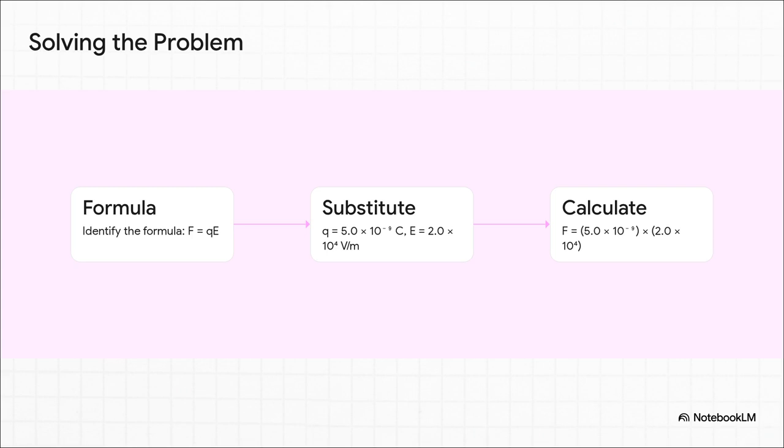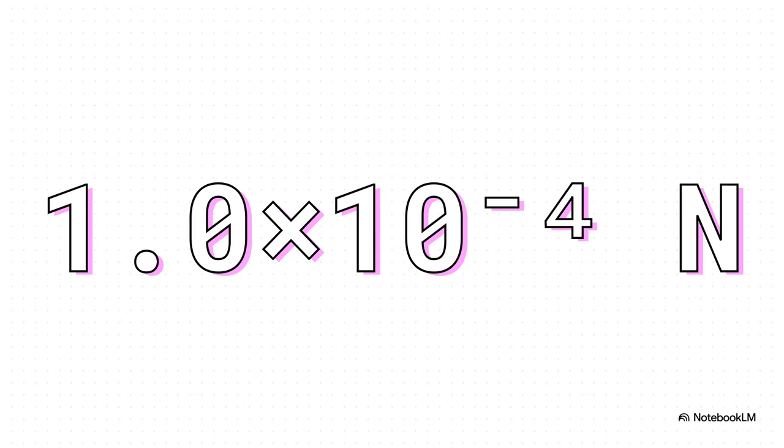We're given E, so all we have to do is plug and chug. And there's our answer. The force is 1.0 times 10 to the negative 4 newtons. It's a tiny force, yeah? But it's a real, measurable force created entirely by that invisible field.